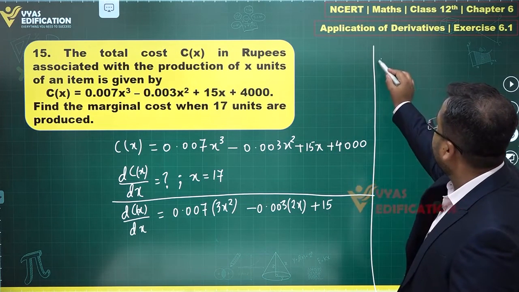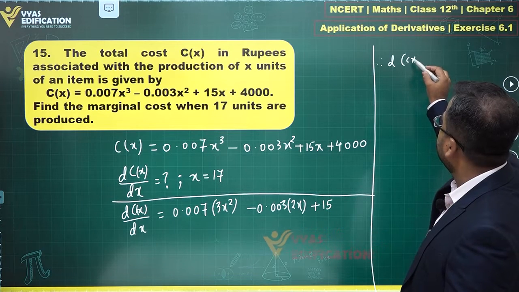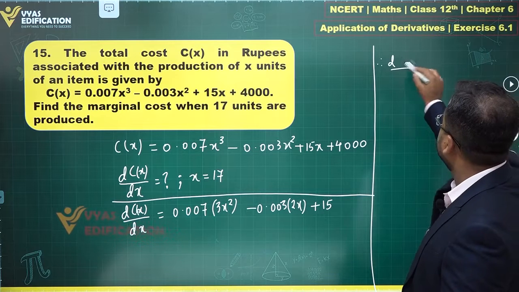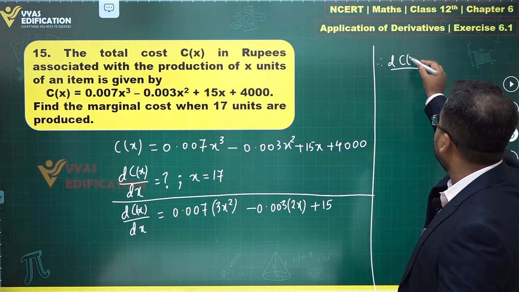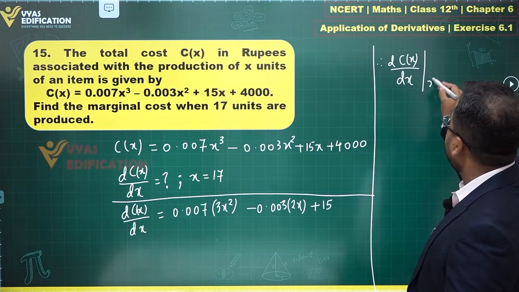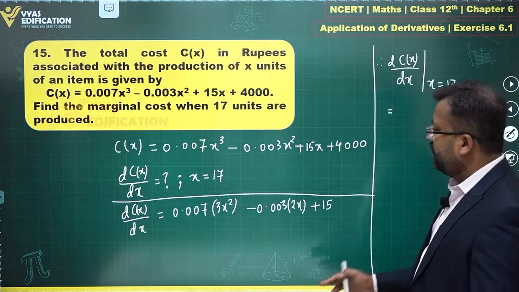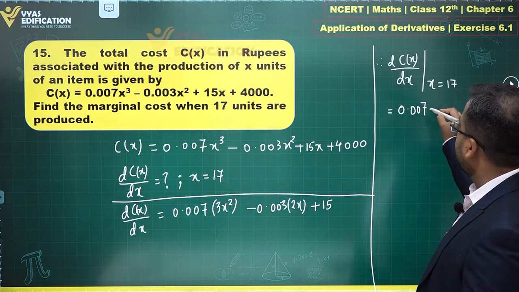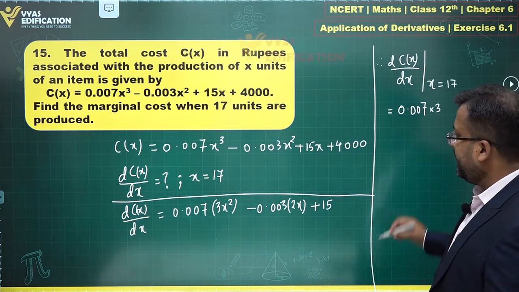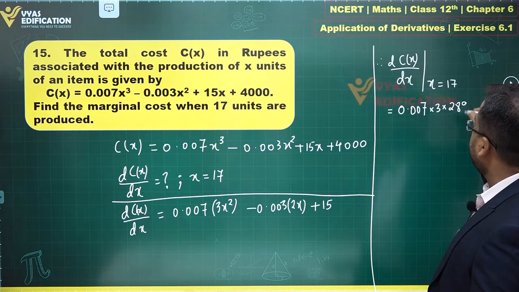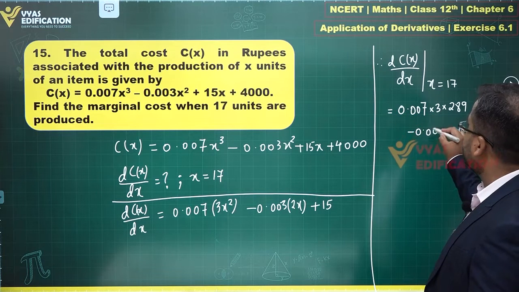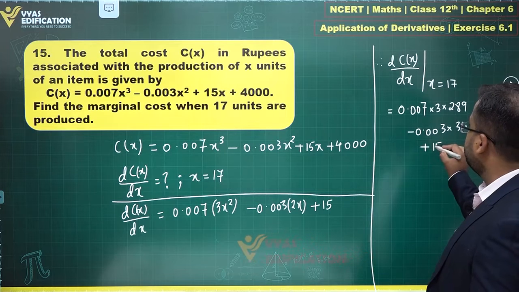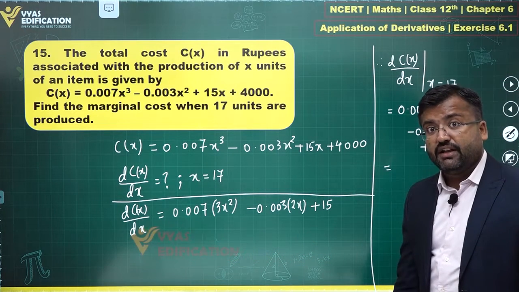And when x equals 17, can I find the value? Yes. Therefore, dCx over dx when x equals 17 will be equal to what? Let's substitute x equals 17 over here. 0.007 times 3 and times 17 square, which is 289, minus 0.003 times 2 into 17, which is 34, and plus 15 is what I'll be getting. This is what I'll be getting, right?